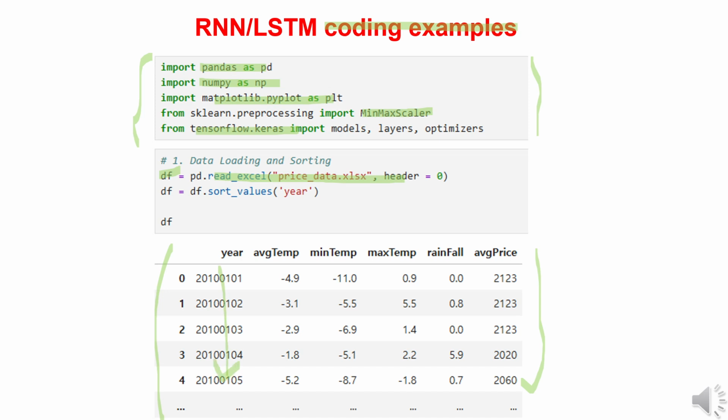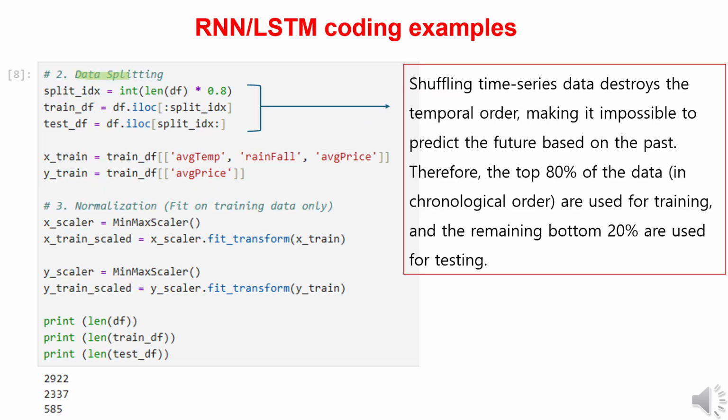Since the temporal order of the data is crucial in time series analysis, we sort the data in ascending order by date using the sort_values command. In this step, we split the data into training and test sets, while taking the characteristics of time series data into account. Unlike typical independent and identically distributed data, the flow of time itself carries important information in time series data. If the data were randomly shuffled, it would no longer be possible to predict the future based on the past. Therefore, in this example, the data are not shuffled.